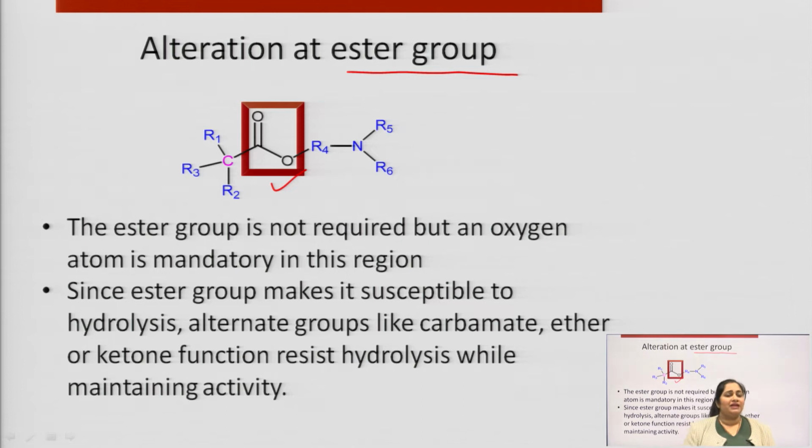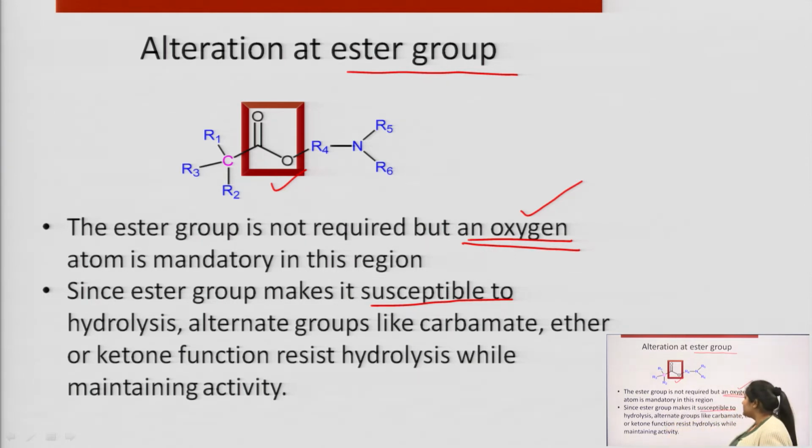So, the ester group as such is not required when we talk about the cholinergic action, but the presence of the oxygen atom is essential in this region to maintain the structure and the pharmacological action. Another point is that the ester group is very susceptible to hydrolysis, and that is the reason that acetylcholine is rapidly hydrolyzed by acetylcholinesterase.